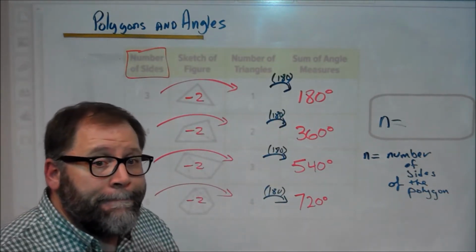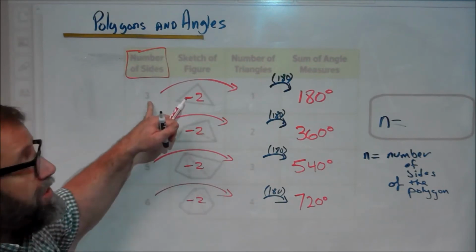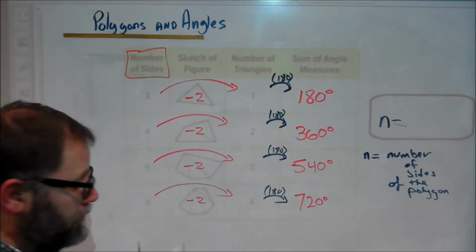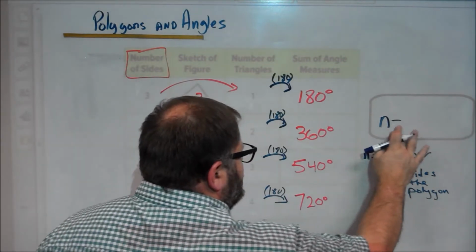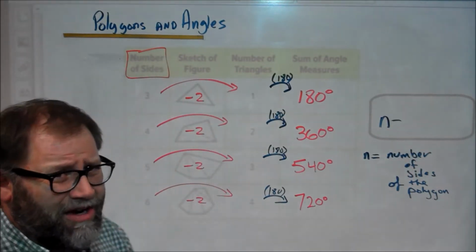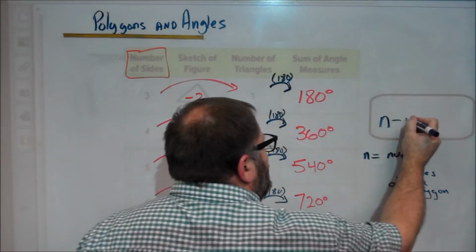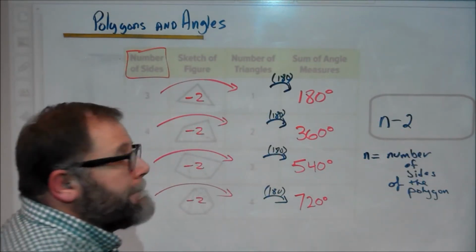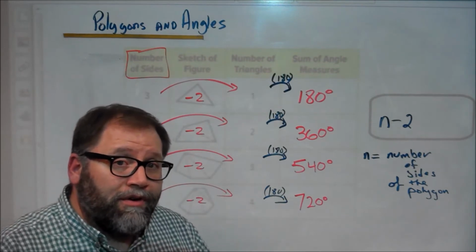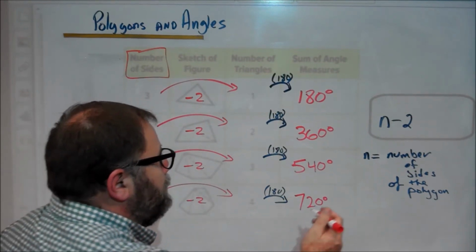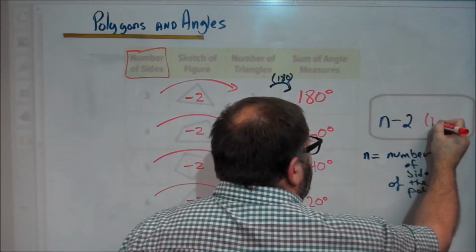Okay? Now, what did we do to n each time? I have to get my eraser. Oh, good. I already started it. Sorry. We subtracted 2 from it. So we took away 2. And then what did we do then? You're right. We multiplied by 180.